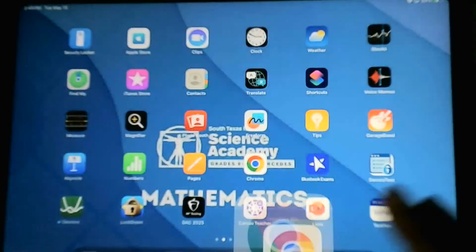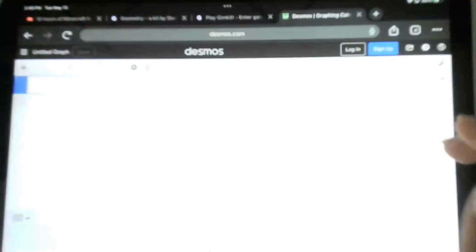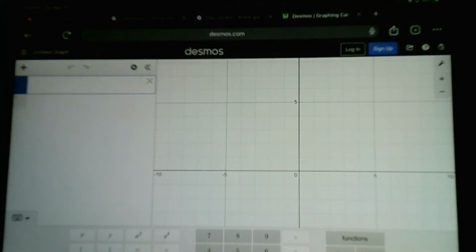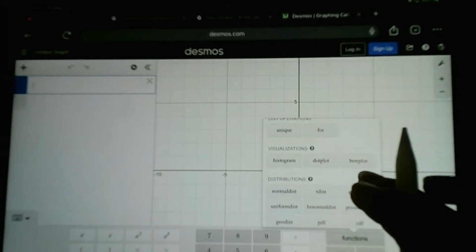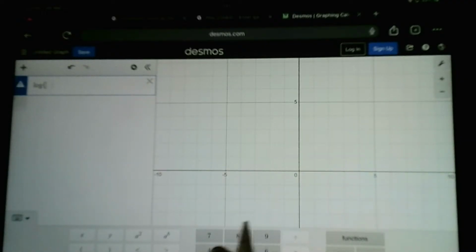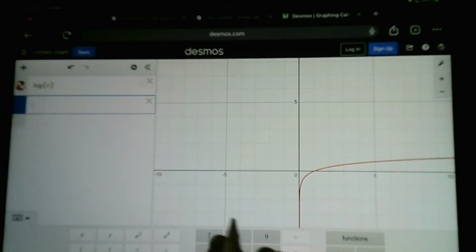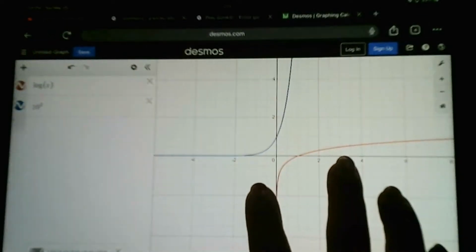And that's what I'm going to do. I'm going to collapse this down and I'm going to go to Desmos. Graphing calculator. All right, and we want logarithm. Let's see, functions, list operations, distributions, calculus, log. All right, so there's the log base 10 of x. And then I'm going to do 10 raised to the x power. And there they are. That's what they look like.